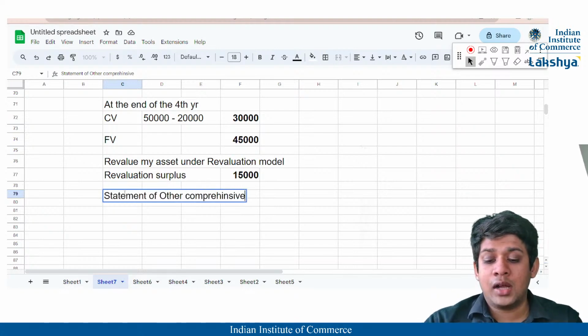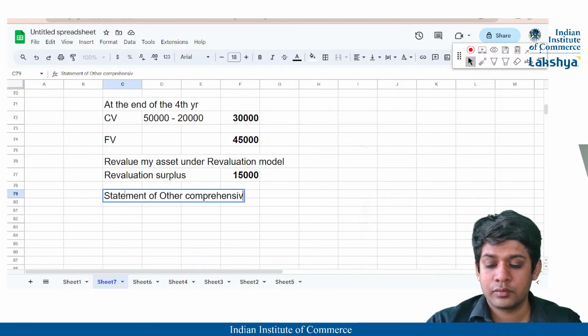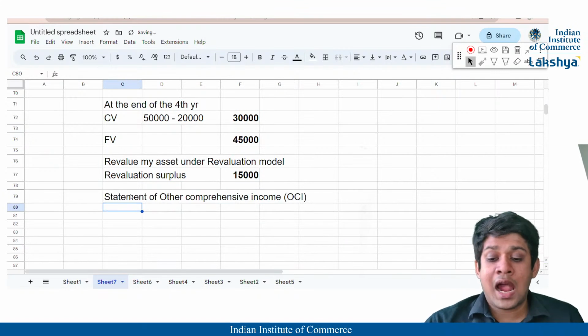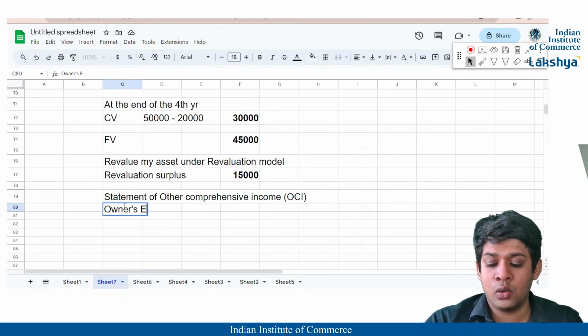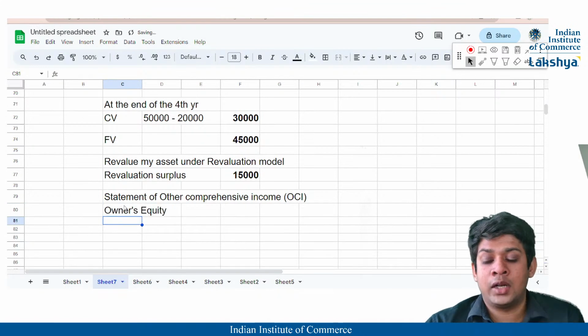Other comprehensive income is a statement which is prepared below your statement of profit or loss. It is shortly known as OCI, and it is prepared for the owner's equity, for accumulating the owner's equity separately.